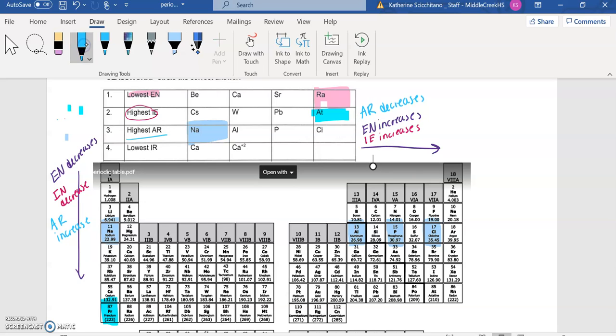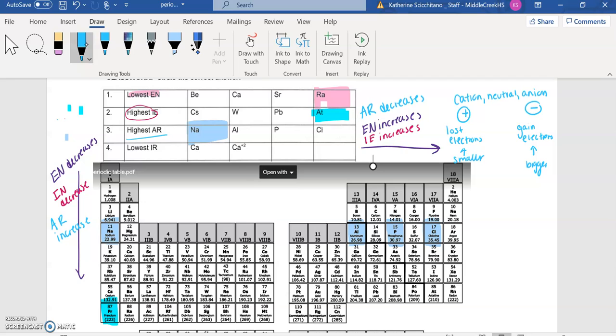So remember, when we're looking at ionic radius, we're comparing a cation to neutral to an anion. So remember, cations are positive, which means that they have lost electrons. Neutral electrons are equal to protons. An anion is negative, which means that it has gained electrons. So when you gain things, they get bigger. When you lose things, they get smaller.